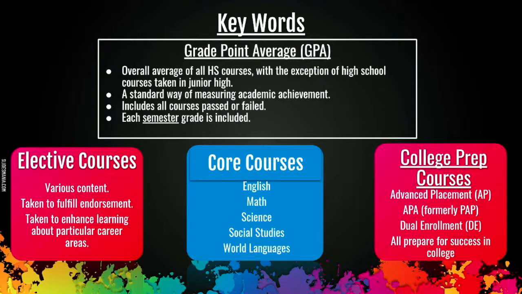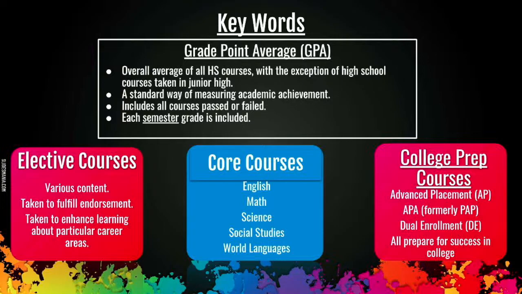All right, so some additional keywords are grade point average. The grade point average, or GPA, is the overall average of all high school courses, with the exception of high school courses taken in junior high. Your class is the first class where the high school courses taken in junior high are not going to be calculated into the GPA, okay? So high school courses taken in junior high are not calculated into GPA, but they did earn a high school credit. Again, GPA is a standard way of measuring academic achievement. It includes all courses passed or failed, and each semester grade is included.